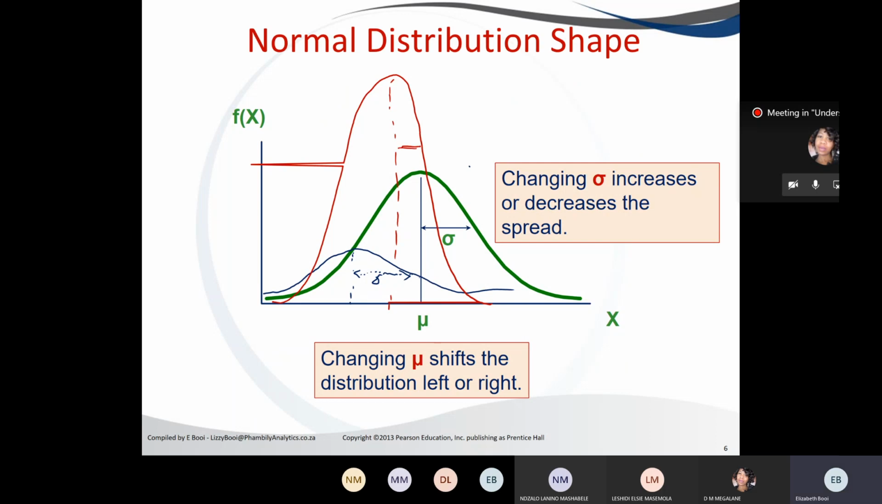And you can see that the distance between the mean and the outside might look so different. So the graph never touches the x-axis, so it must go like that. And that's the distribution shape of your normal distribution.